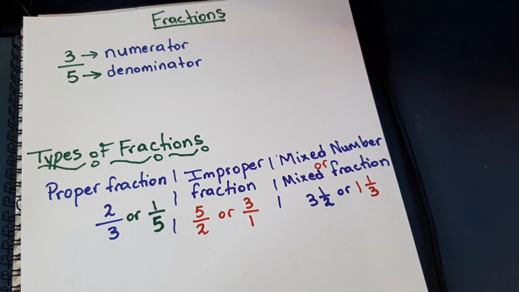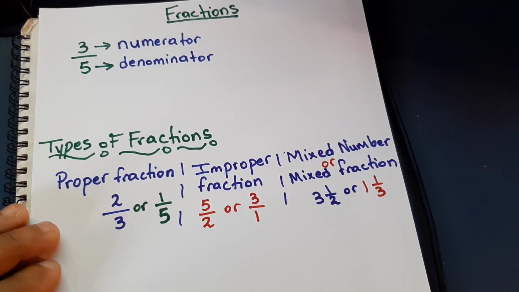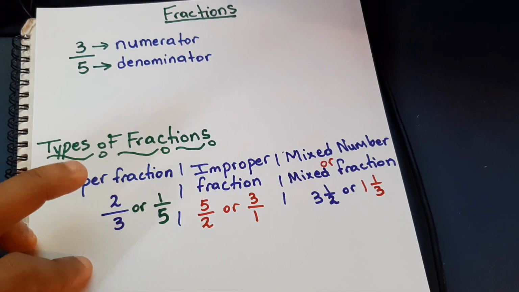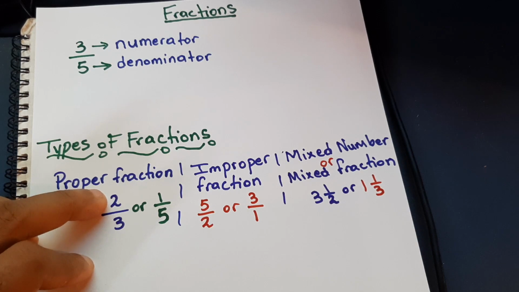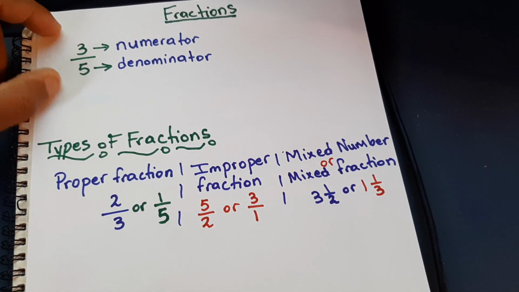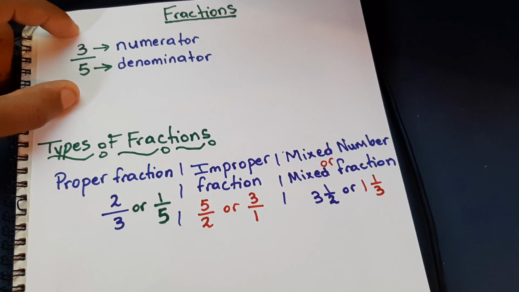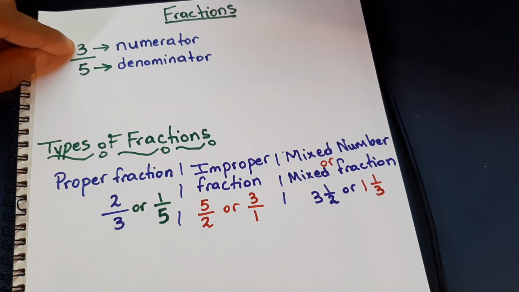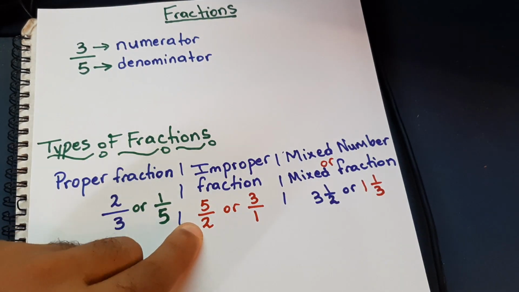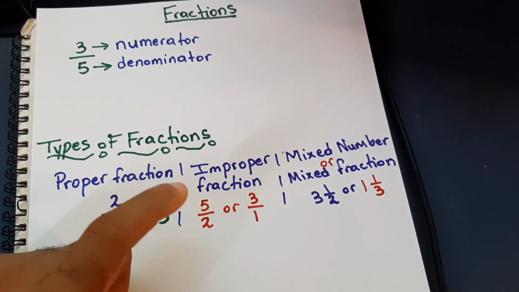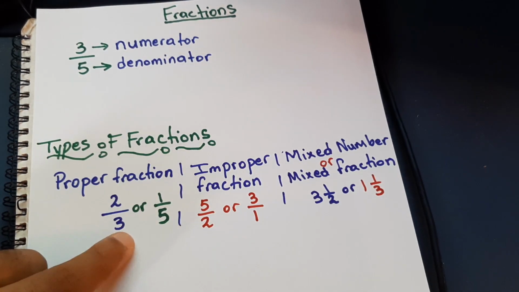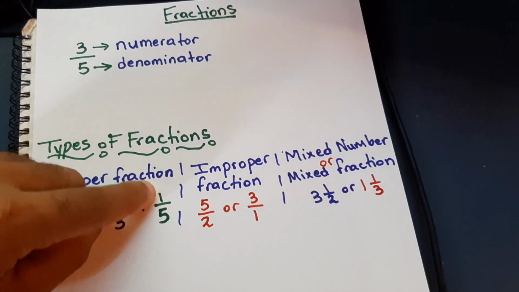Now, the types of fractions that we have: proper fractions. A proper fraction is when the numerator is smaller than the denominator, just like the example up here. This is considered to be a proper fraction because the numerator is smaller than the denominator. Now, we also have improper fractions. I have two examples here for a proper fraction: 2/3 and 1/5.